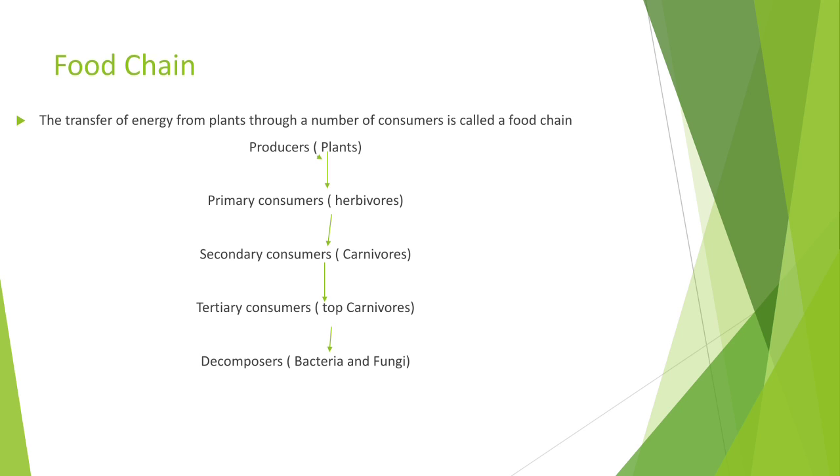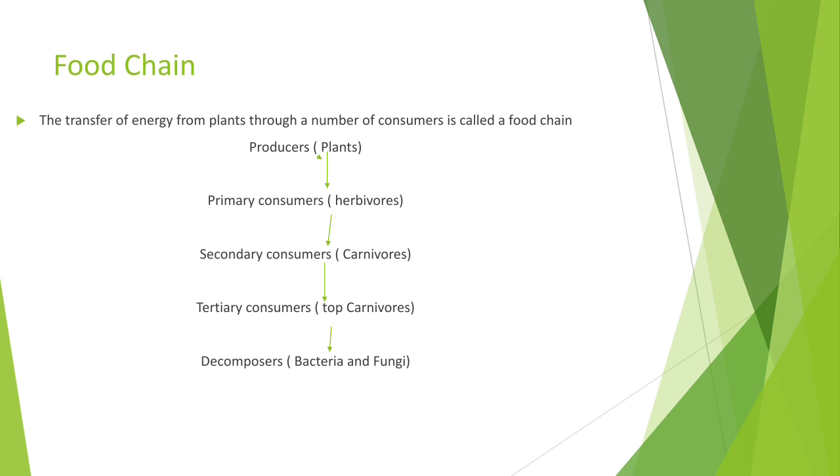Next, tertiary consumers. They are the top carnivorous. These carnivorous take food from the secondary consumers. Finally, when the consumers and the producers die, the decomposers act on their bodies and return the nutrients back to the atmosphere. Just look at the example.